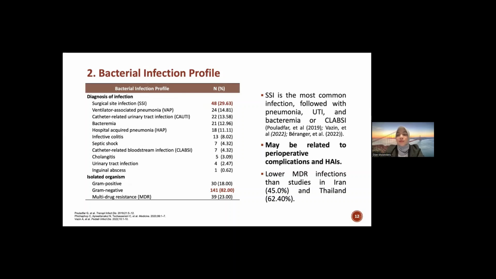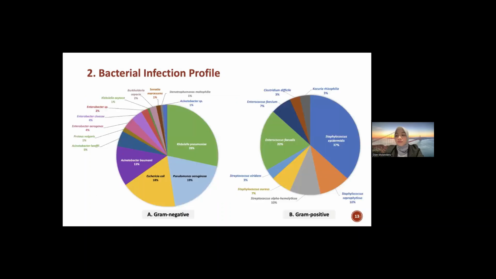The prevalence of MDR bacterial infections in the study is 23%, lower than studies in Iran, which reported 45%, and also Thailand, which reported 62%. The predominant gram-negative isolates from the current study are Klebsiella pneumoniae, followed by Pseudomonas aeruginosa, E. coli, and Acinetobacter baumannii. Meanwhile, Staphylococcus epidermidis is the most common gram-positive isolate, followed by Enterococcus faecalis.